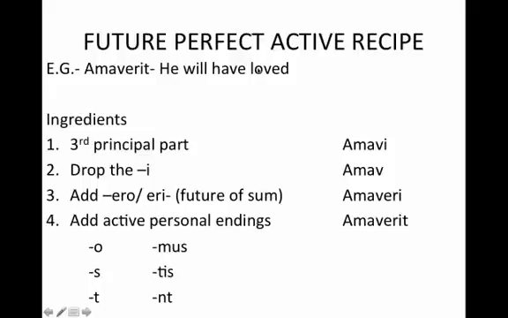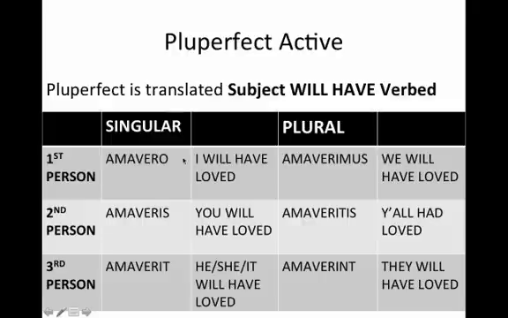Okay, future perfect active recipe. You're just going to take your third principal part. You're going to drop the i, add ero, eris, erit, etc. And then those are just the future of sum forms. And then you're going to add the active personal endings. So ero, eris, erit, erimus, eritis, erunt. And you'll end up with these forms.